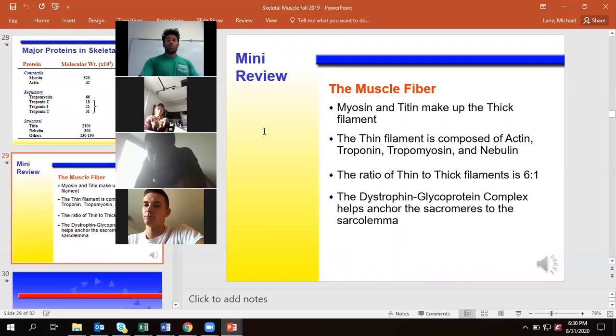Now, myosin and titin are the thick filament components. The thin filaments are actin, troponin, tropomyosin, and nebulin. We've got a ratio of 6 actin to 1 myosin, and the dystrophin glycoprotein complex is literally how we anchor the sarcomere to the sarcolemma.